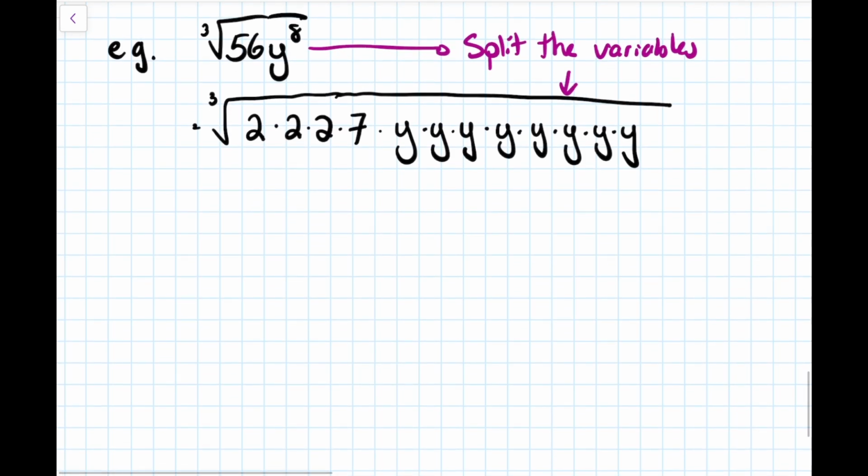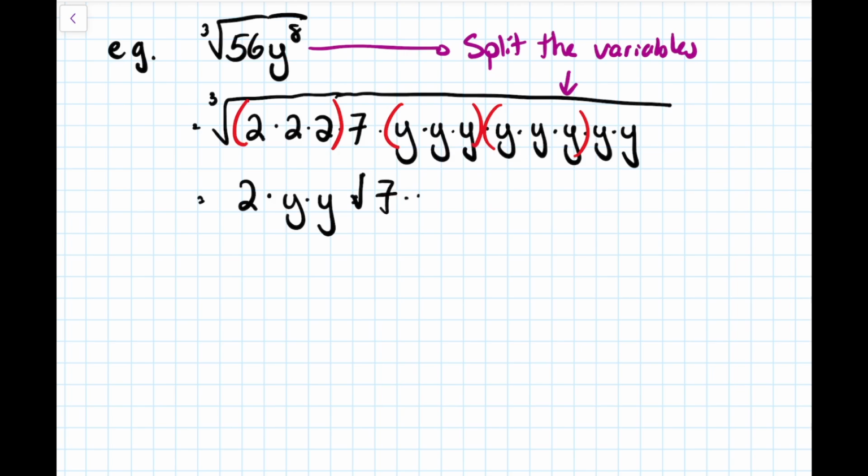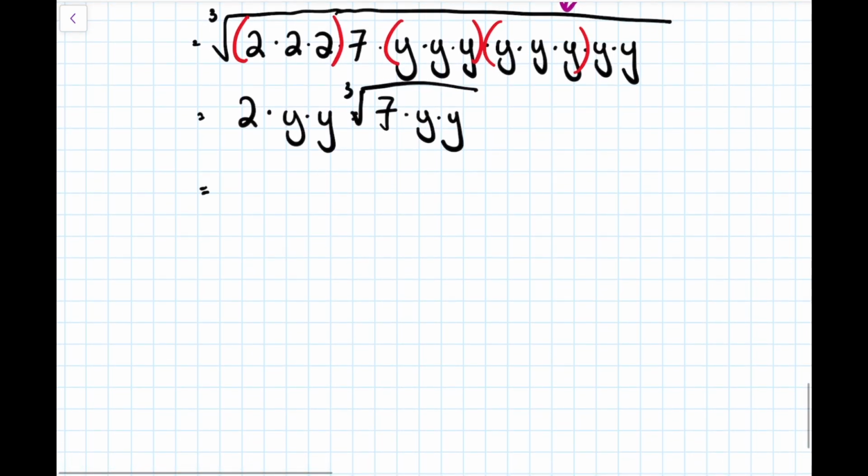We're doing a cube root, which means we want groups of 3. So I got 3 2's, I got 3 y's, I got 3 more y's. And so outside my root, I'm going to have a 2 and a couple of y's. Inside my root, I'm going to have a 7 and also a couple of y's. Which is going to leave me with, as my final answer, 2y squared cube root 7y squared.